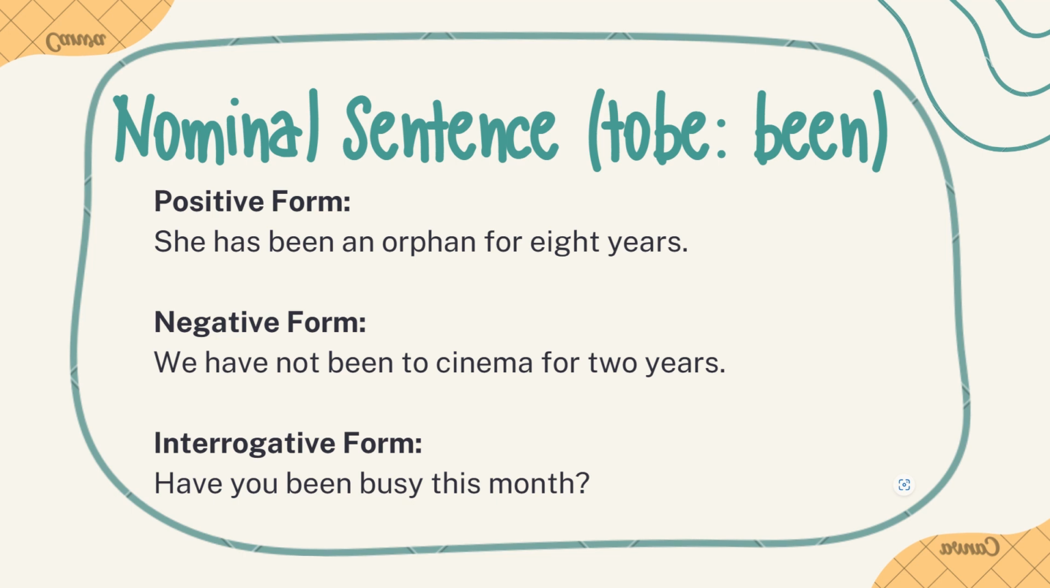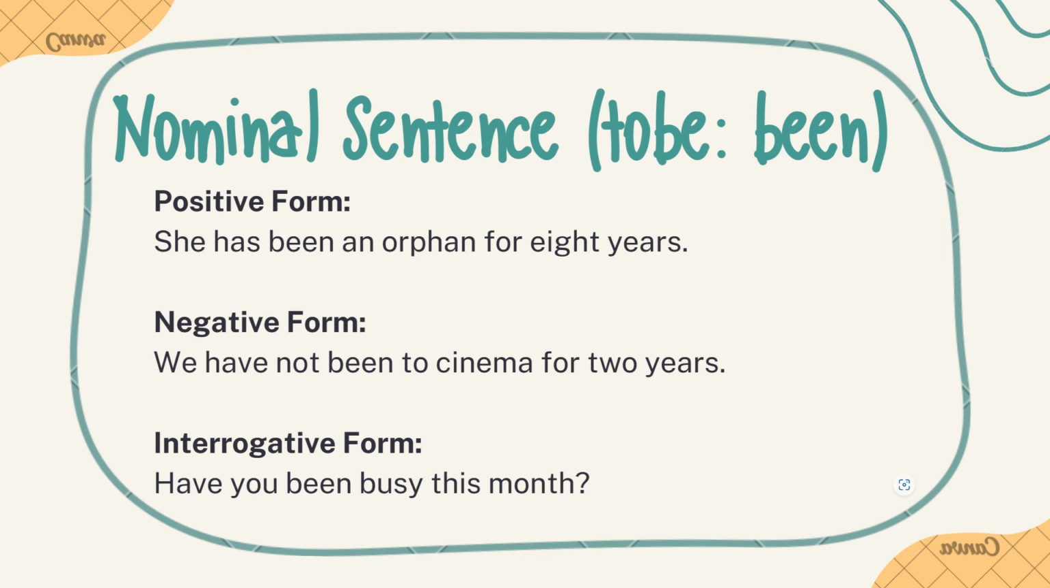Now let's take a look at the negative form. We have not been to the cinema for 2 years. Here in the negative form of the sentence, been is used after not, so it becomes: we have not been to the cinema for 2 years.